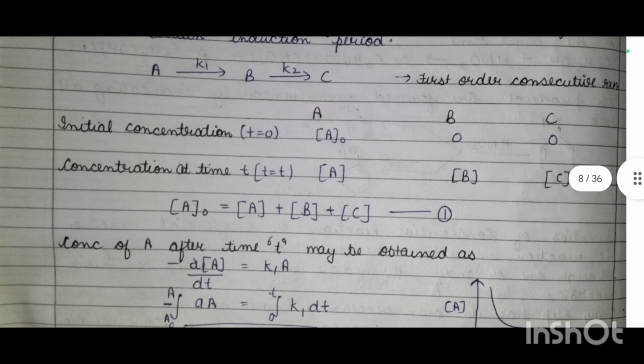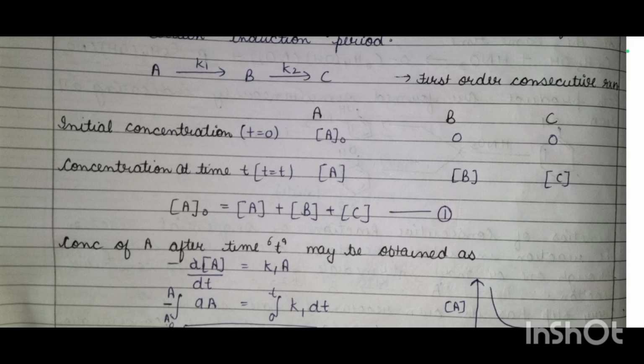Initial concentration: when the time is 0, A has concentration A0, B has concentration 0 and C has concentration 0. Concentration at time t: A has concentration A, B has concentration B and C has concentration C. So A0 is equal to A plus B plus C.